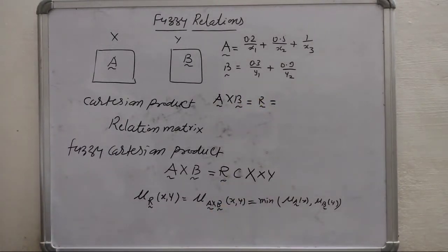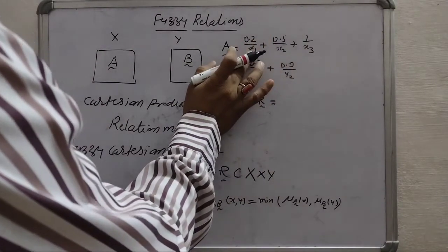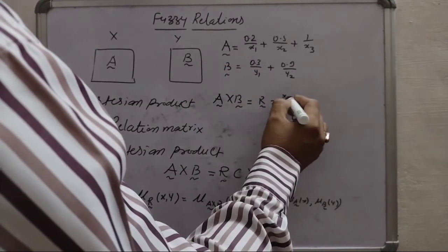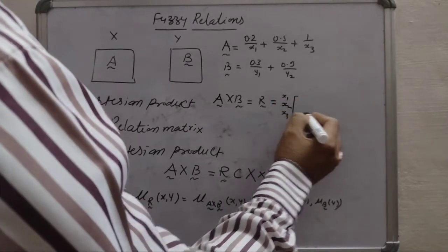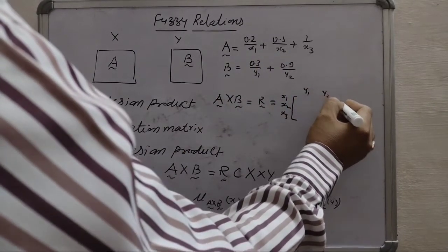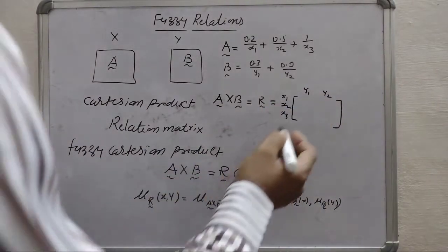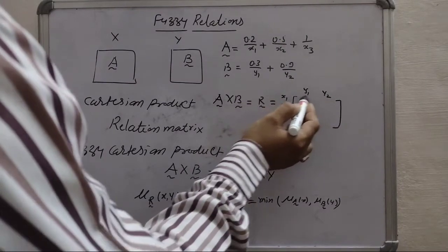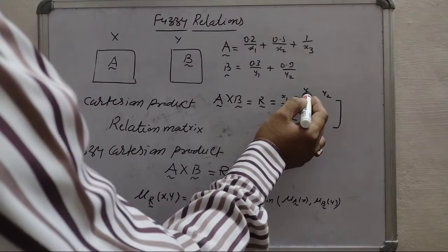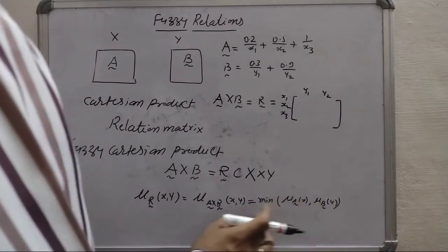Now to find the fuzzy Cartesian product, this is the simple technique. Just write the elements of set A here, like x1, x2 and x3, and elements of B, y1 and y2, here. So this will be the size of the relation matrix. Now we have to find how x1 is related to y1, how x1 is related to y2, how x2 is related to y1, how x2 is related to y2, in this way, and we will use this formula.